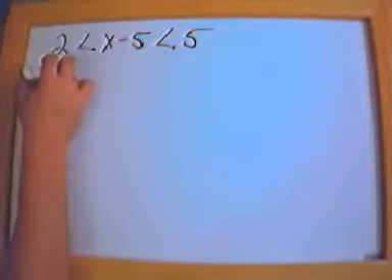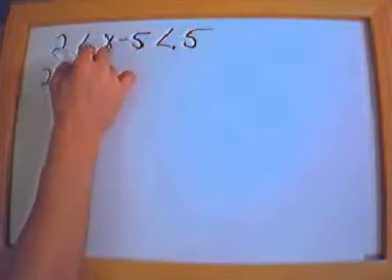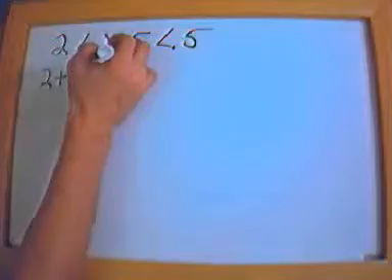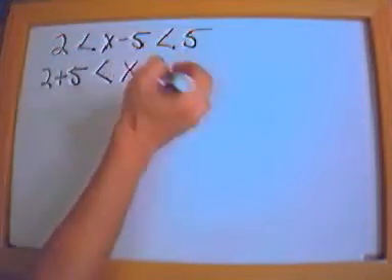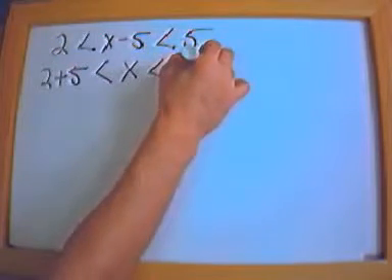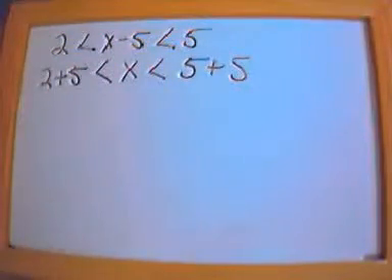I'm going to have 2 plus 5 over here. I'm going to keep my sign the same. In the middle, I'm just going to have x because negative 5 plus 5 is 0. I'm going to carry my sign through here, and I'm going to have a 5 plus 5. All I've done from step 1 to step 2 is add 5.